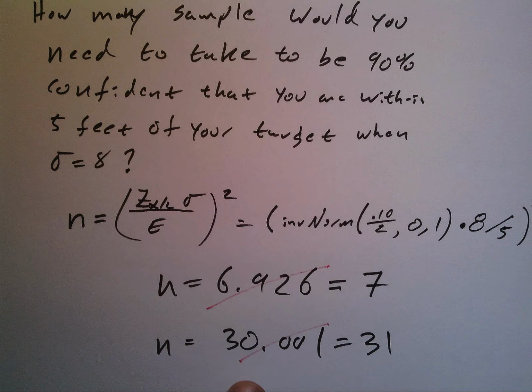Alright, so when n is a little bit bigger than whatever number, you always round it up, not at 5, but it just goes up.